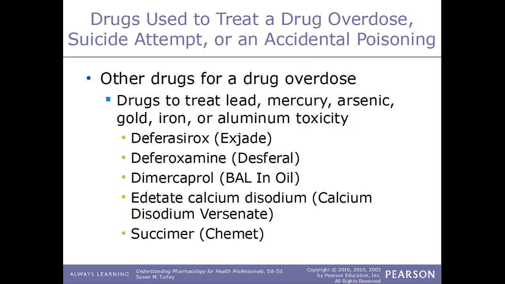Some other examples of drugs for treating drug overdoses. Now, these drugs would treat lead or mercury or arsenic, gold, iron, or aluminum toxicity. Deferasirox, sold under the trade name Exjade. Deferoxamine, also known by its trade name Desferal. Dimercaprol, also known by its trade name BAL in Oil. Edetate calcium disodium, also known by the name calcium disodium Versenate. Succimer, which is known by its trade name Chemet.